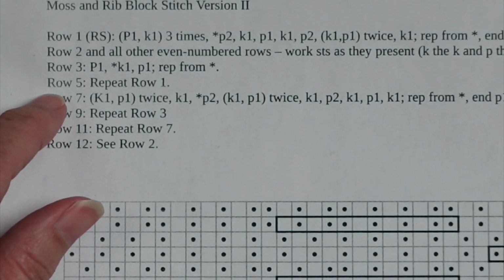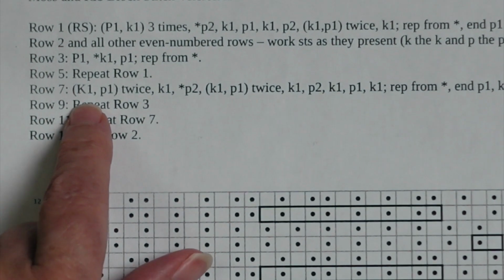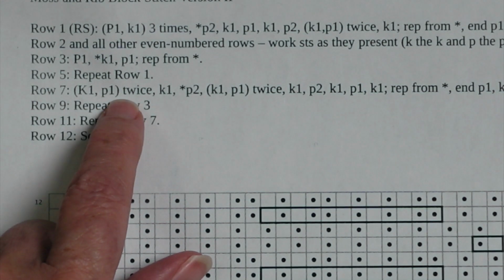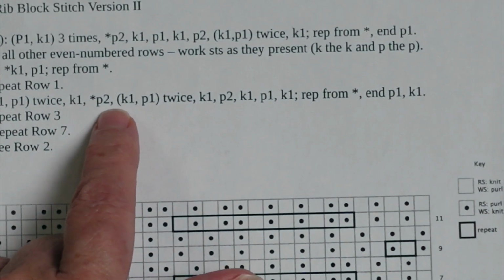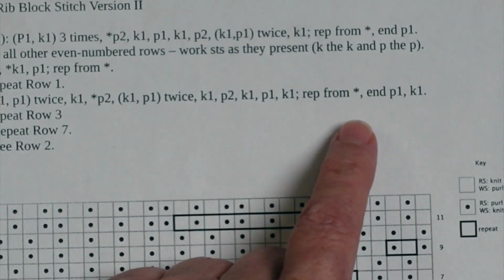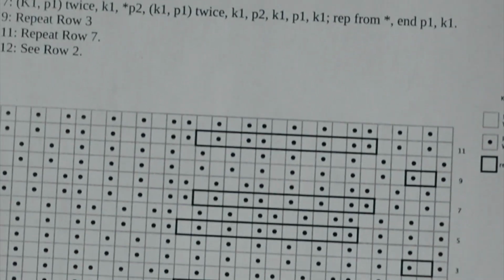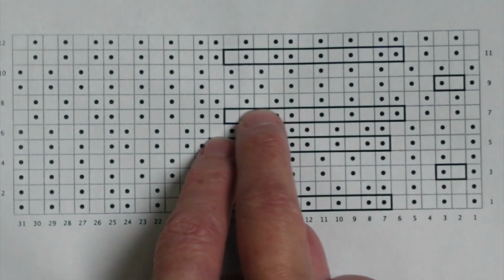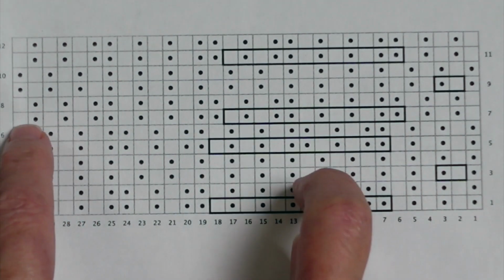For row 5, you repeat row 1, but for row 7, we have a new set of instructions. And what we see here is knit 1, purl 1 twice, so that's 4 stitches. And then we have a knit 1 that makes 5. And now we have the 12 stitch repeat. And this time we're going to end the row with 2 stitches, a purl 1 and a knit 1. So if we look at what's being repeated, it's these stitches right here. These 12 stitches get repeated, and then you end with this purl 1 and knit 1.